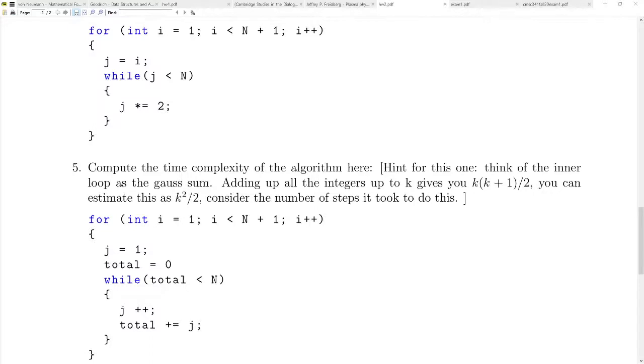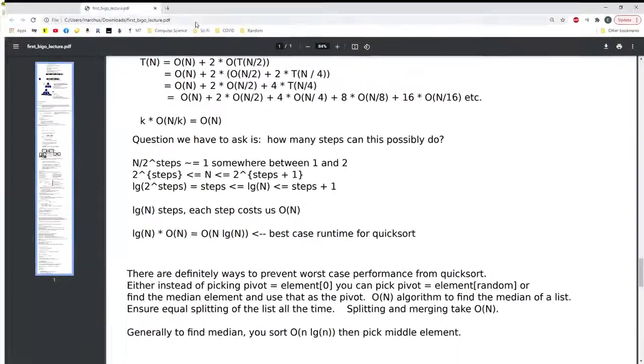Let's see here. It's not in the second one. Let's see here. Maybe it's not in here, but then I don't remember. Oh wait, here we are. Right here.